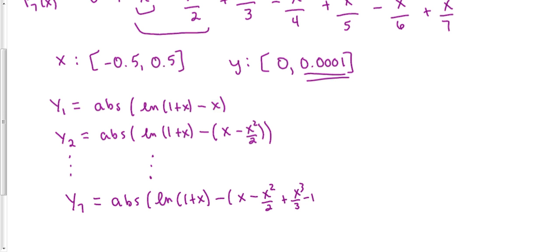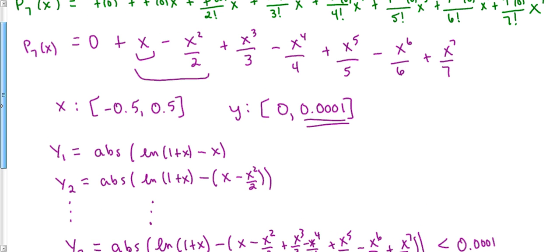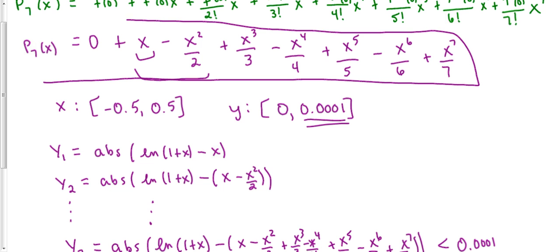I'm not saying this as I write them down, but you can read them. Plus x to the 5th over 5 minus x to the 6th over 6 plus x to the 7th over 7. And when I plot all of that, what you should find, which is the same thing as I found, is that this is finally less than 0.0001, which means that the P7 polynomial that we've written up here is actually the one that is good enough. It's the approximation that's close enough so that I am below that tolerance limit.